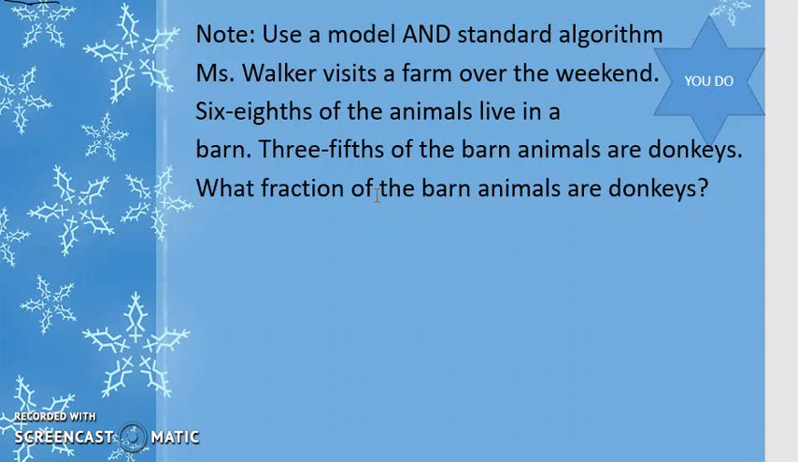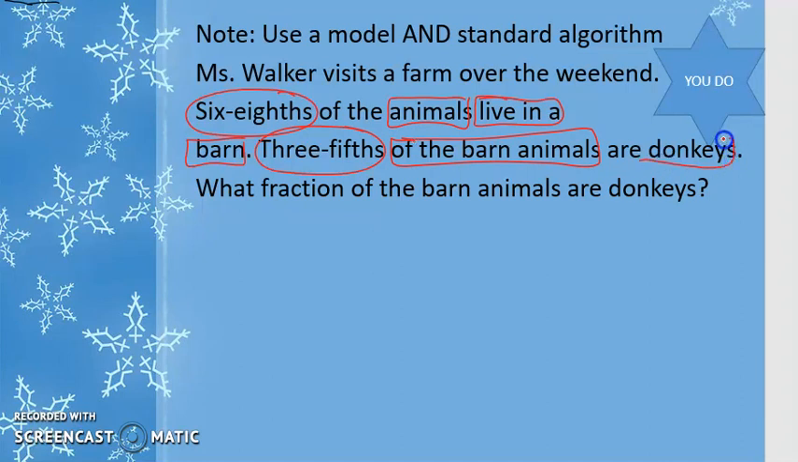And we're back. Okay, so for this problem, we have Miss Walker visiting a farm over the weekend. And we have 6/8 of the animals are living in a barn. Okay, they live in a barn. 3/5 of these barn animals, okay, so of these 6/8 animals, are donkeys. We want to know what fraction of the barn animals are donkeys. So what fraction? Barn animals, donkeys. So we would have set this up by saying 3/5 of 6/8.